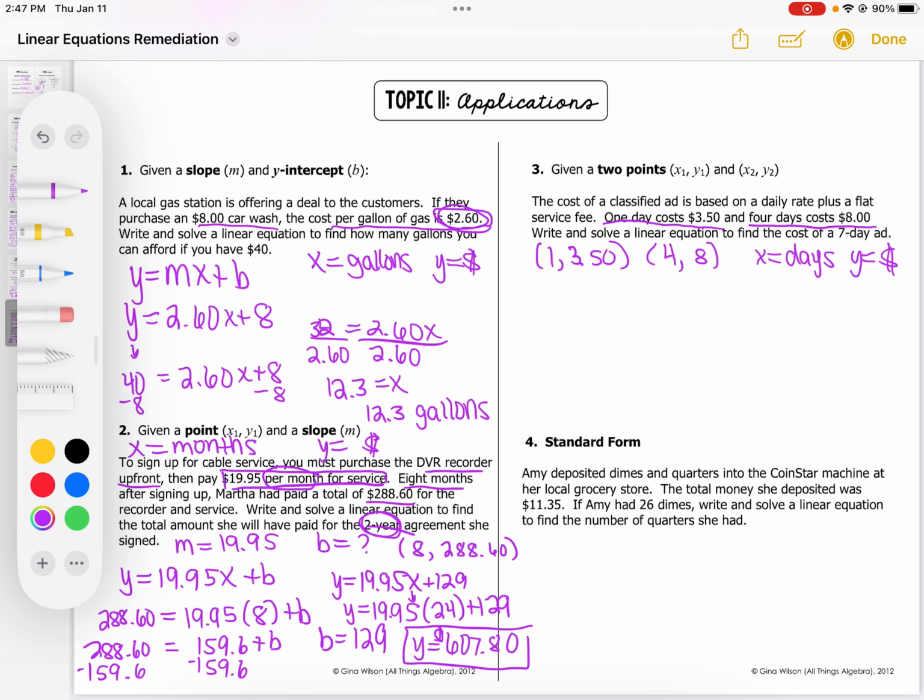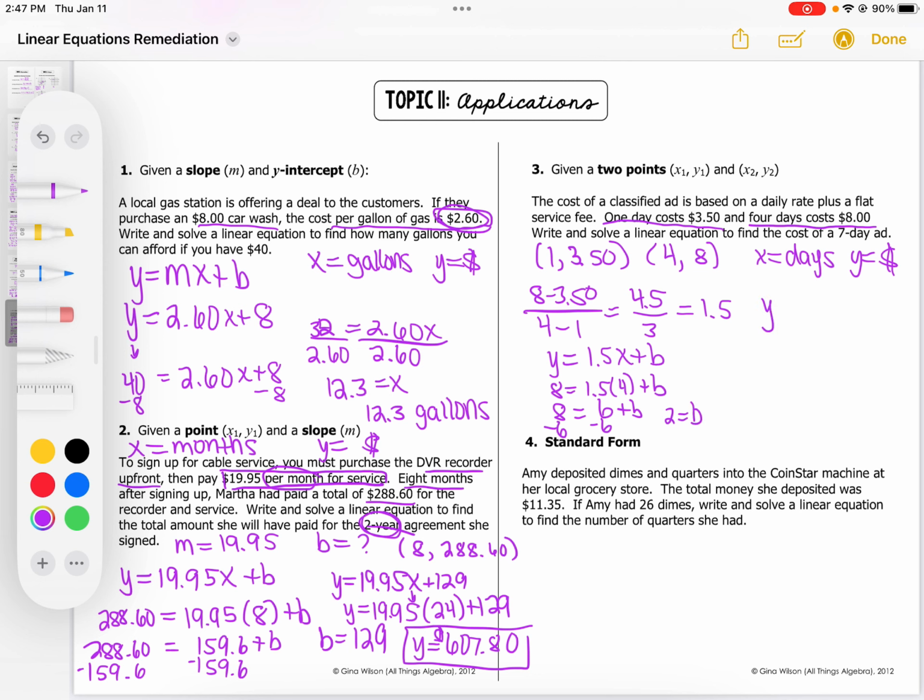So to do that, let's first find the slope. 8 minus 3.50 over 4 minus 1. This is going to equal 4.5 over 3, and 4.5 divided by 3 is 1.5. That's our slope. Let's set it up. Y equals 1.5x plus b, and let's solve this thing for b. So pick a point. I like 4, 8 better. I'm going to replace an 8 in for y and a 4 in for x. And then we're going to solve for b. So 1.5 times 4 is 6. So I have 8 equals 6 plus b. That means that b is equal to 2.